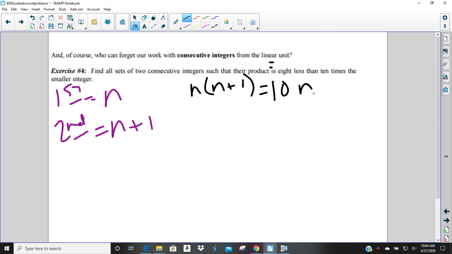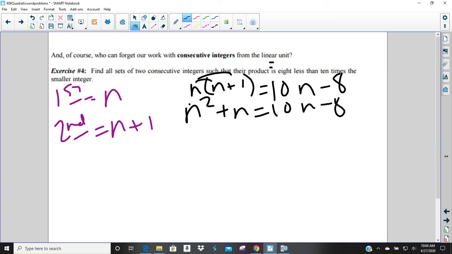10 times the smaller integer. I know n is smaller than n plus 1 always, and we have 8 less. So let's now do the math. We get n squared plus n equals 10n minus 8.